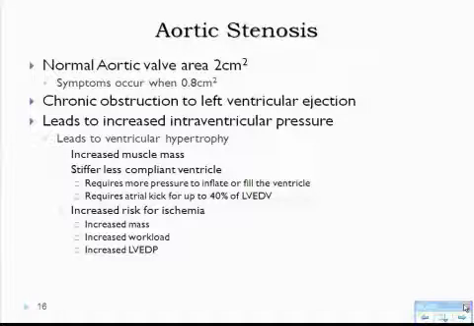This is where the symptoms occur, when you're down to 0.8 centimeters squared. Okay? It leads to chronic obstruction of left ventricular ejection, and it leads to an increase in intraventricular pressures. This leads to ventricular hypertrophy with increased muscle mass, a stiff or less compliant ventricle, in the sense of the left ventricle. It requires more pressure to inflate or fill the ventricle, and requires the atrial kick to be important. Up to 40% of the left ventricular end diastolic volume is due to atrial kick, instead of normally 20. So that becomes pretty important. There's also increased risk for ischemia, increased muscle mass from that, increased workload, increased LVDP. All those lead to an increased risk.